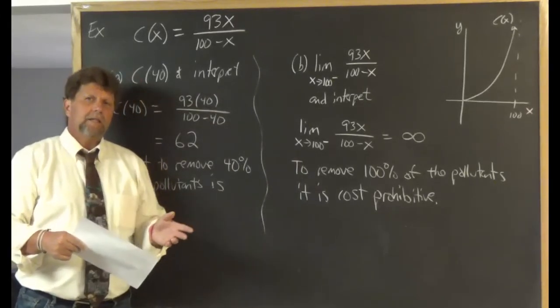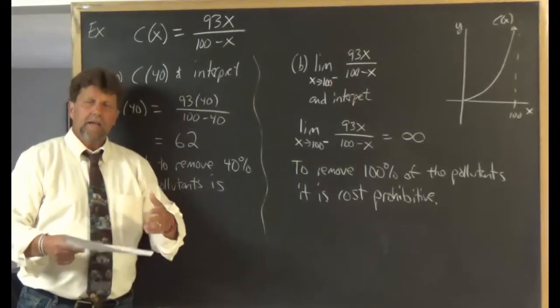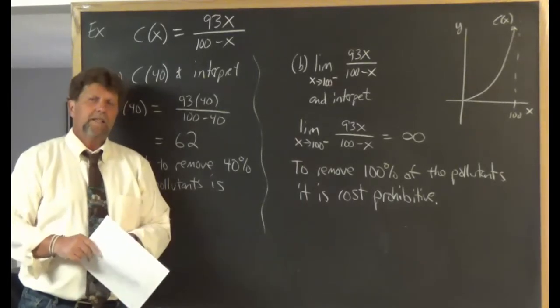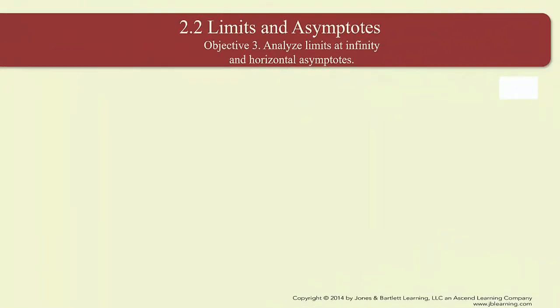So let's head back to the slides because next up we're going to start looking at limits at infinity. All right, next, objective 3, we're going to analyze limits at infinity and horizontal asymptotes. Limits at infinity just means we're going to let the independent variable, x, head off to infinity or head off to negative infinity.